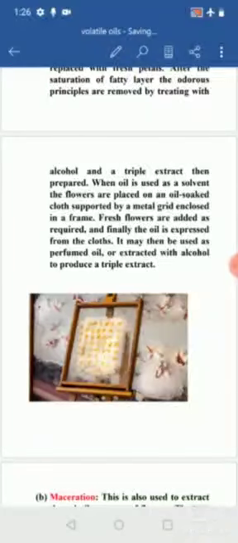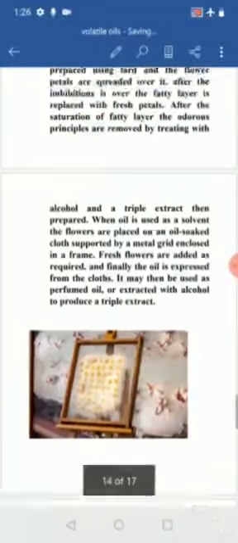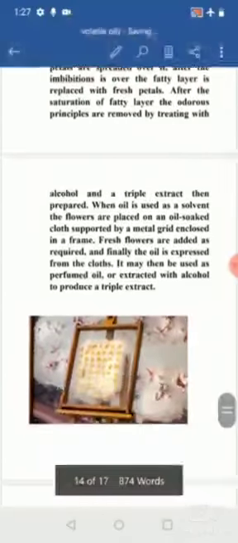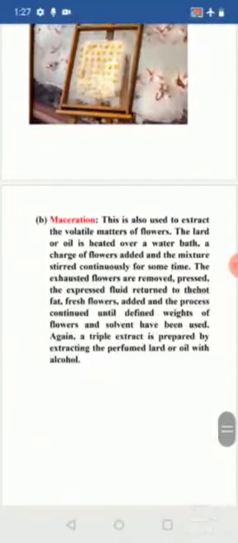Or if you want to prepare the perfume oil, you are going to take the oil base and soak that oil in a cloth. On that cloth you are going to keep the petals, and after the exhaustion, after the saturation, you are going to remove the exhausted petals and add fresh petals. In the end you are going to squeeze the cloth and collect the perfume oil or the odorous oil. So the next method is maceration.